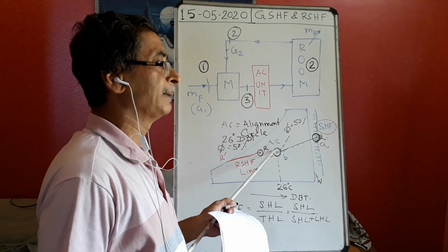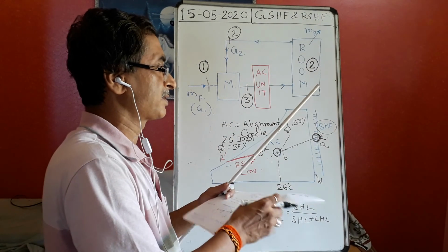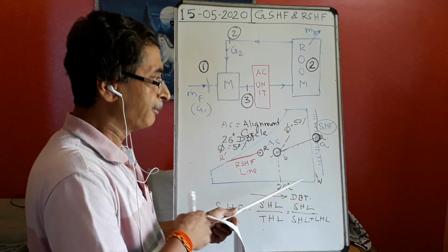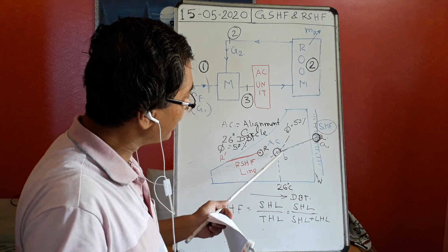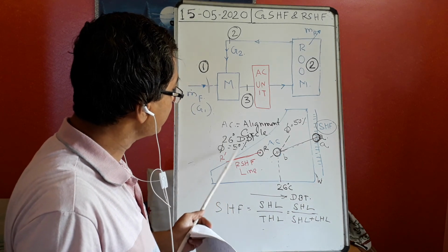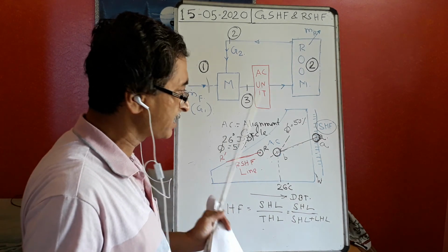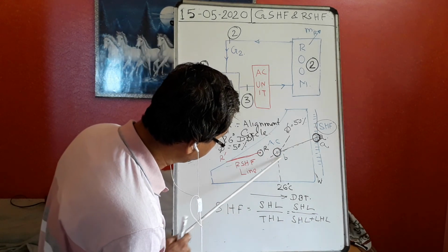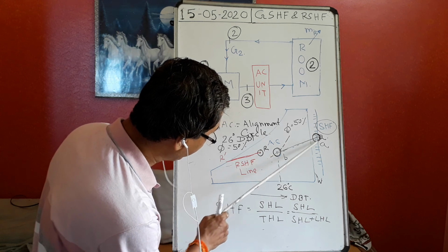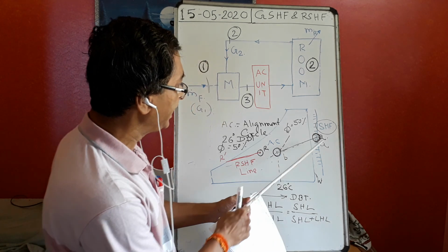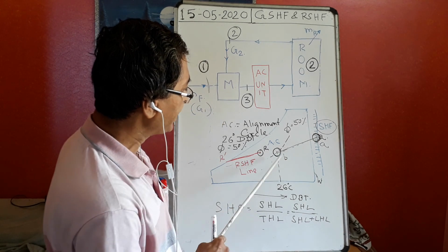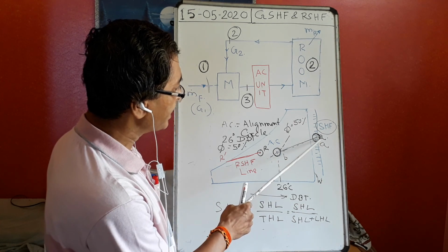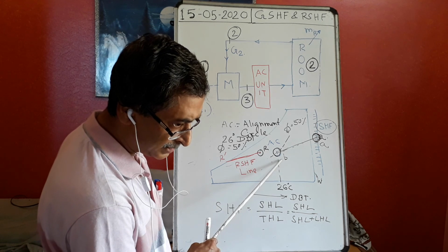What is the importance of the alignment circle? This is the reference circle, because everywhere there is some reference for calculations of enthalpy or anything. So the alignment circle is our reference, that is 26 degree DBT and 50% relative humidity. Then I join a line A and B. What is AB? A is the sensible heat factor. What is B? The alignment circle. So AB is the line joining the sensible heat factor and the alignment circle.